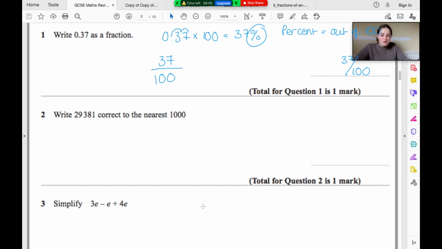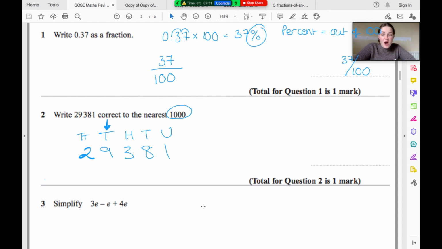Okay. The next question says, write down 29,381 correct to the nearest thousand. Now, earlier on, I talked about understanding your hundreds, tens, and units, and so on. So I'm going to write this out. So I've got 29,381. So I've got a unit, tens, hundreds, thousands, and then tens of thousands, which isn't necessarily written like that, but that's what I'm going to do. So you've got 1 unit, 8 tens, 3 hundreds, 9 thousands, and 2 tens of thousands. So if I'm going to round to the nearest thousand, it's this thousands column that I need to look at.